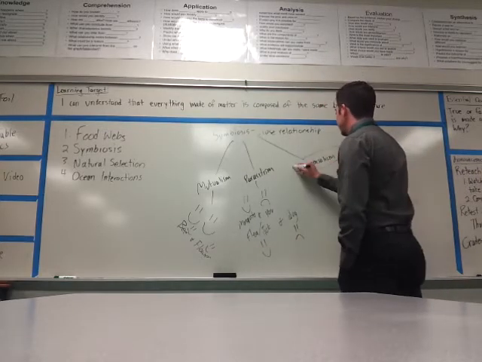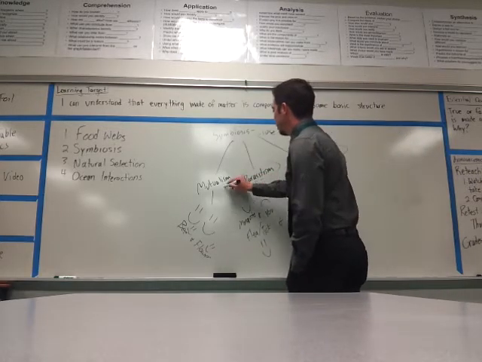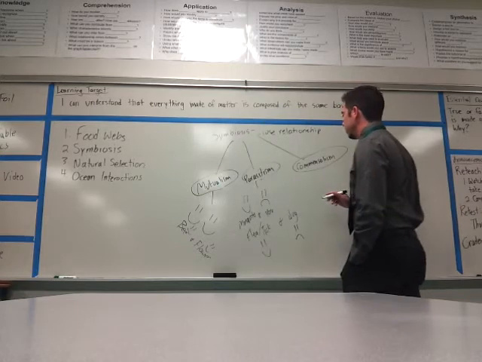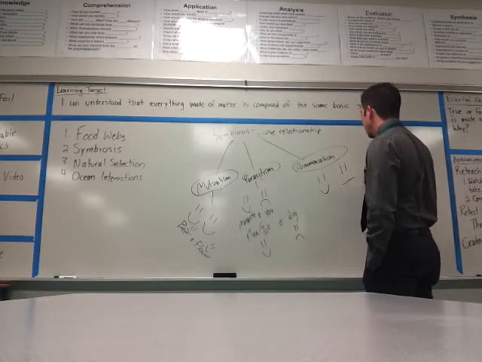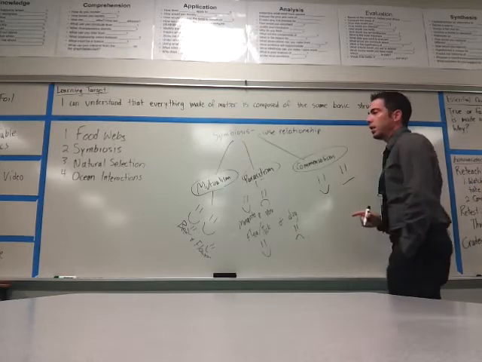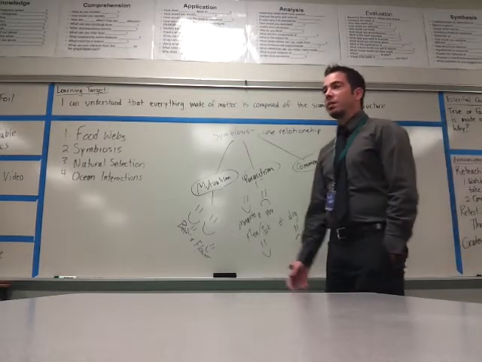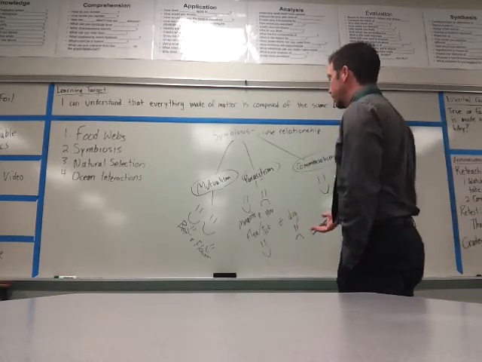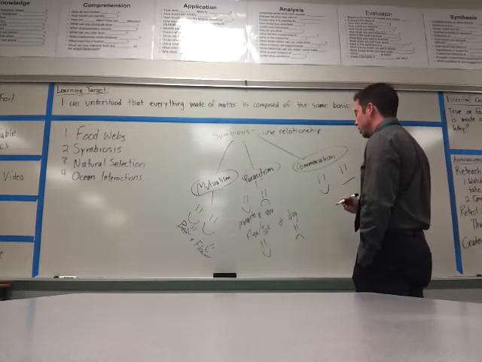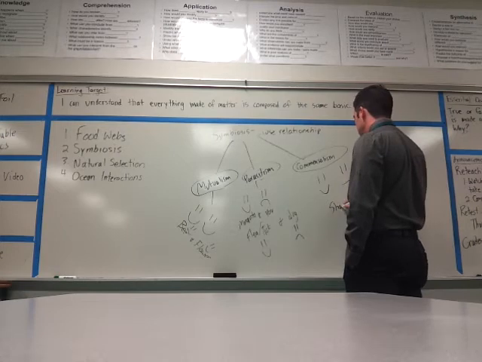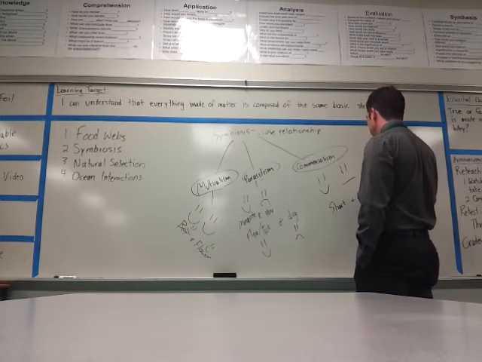The last but not least is commensalism. Last type of symbiotic relationship. This is one that students have a hard time remembering. One organism benefits, and the other organism really is unaware of what's going on. It doesn't care. It doesn't get affected. An example of that would be like a shark and a barnacle.